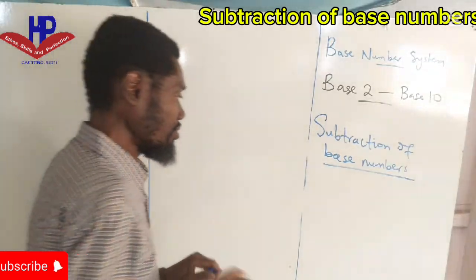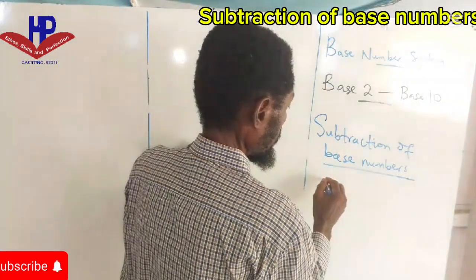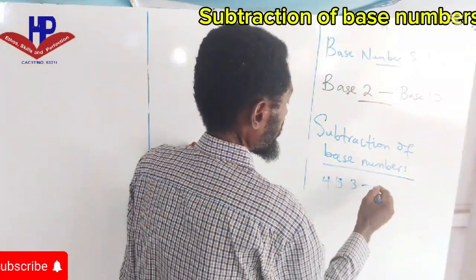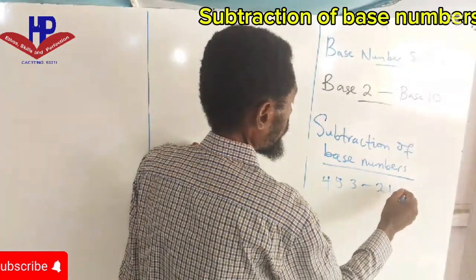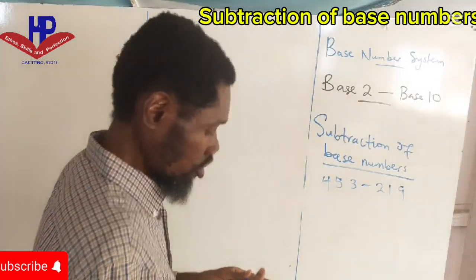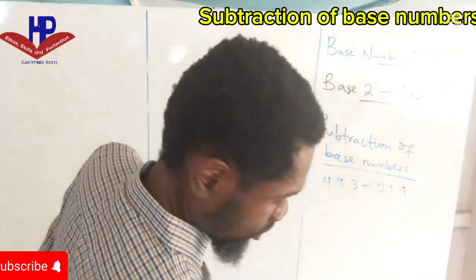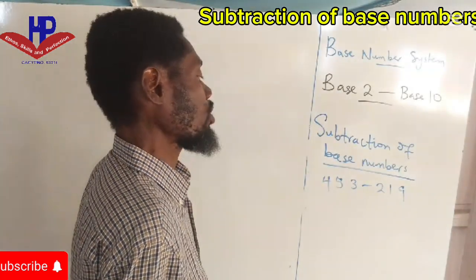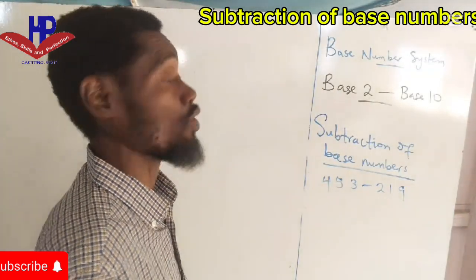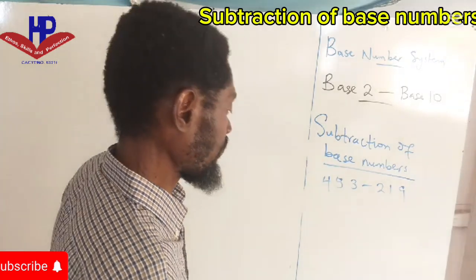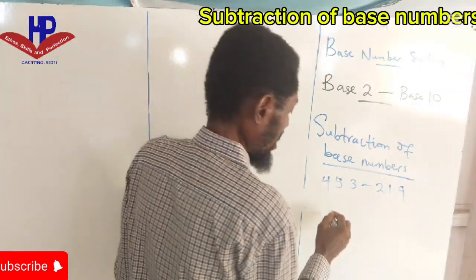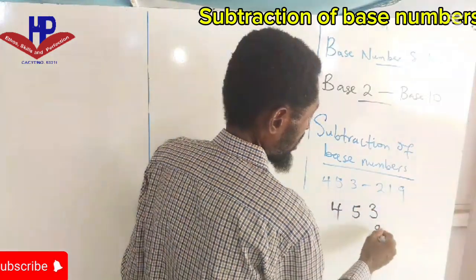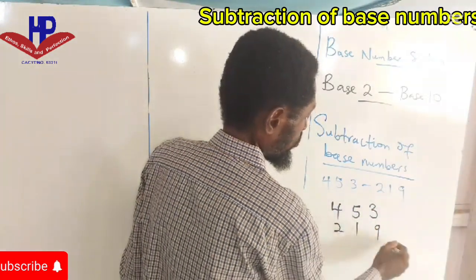We've been given 453 take away 219. We've been given that number to solve. Take away 219 from 453. Usually we arrange our numbers 453 over 219.